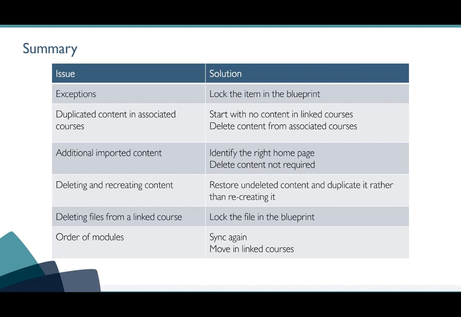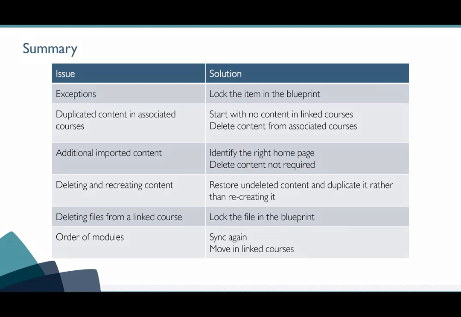In summary, if you see exceptions to any content or assignments within your report, lock the item in the blueprint. If there is duplicated content in associated courses, you need to make sure that you've started with no content in a linked course. If that is not possible, you need to delete the content from associated courses. Be careful when you're deleting assignments or discussions because students may have already participated in those, and deleting those will remove their work. If you have additional imported content that's within a blueprint, identify the right page and delete content that is not required.